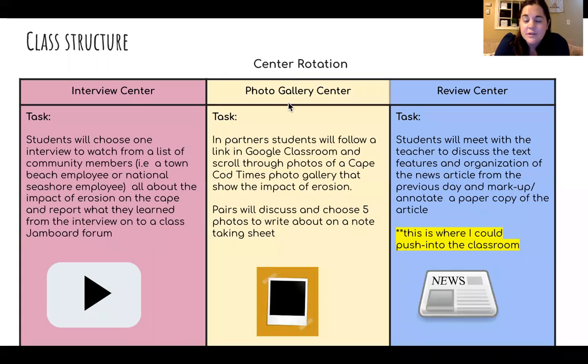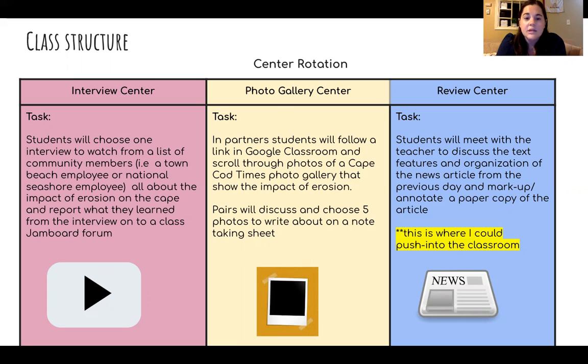So going into my centers a little bit more, the first three are right here on this slide. I have one center called the interview center where students are going to get to choose from a list of community members that have recorded interviews, and they'll get to watch that interview and then respond to a question on Jamboard about the impact of erosion on the Cape.